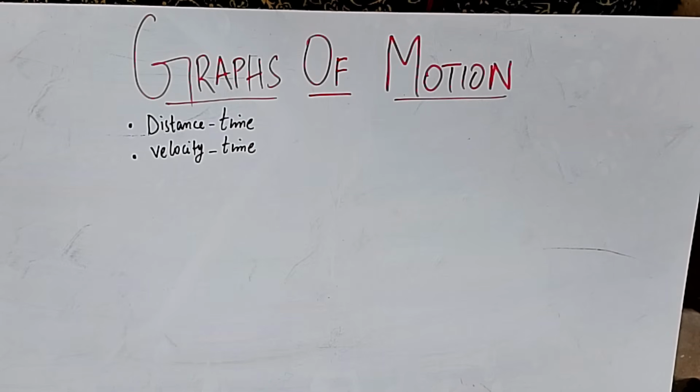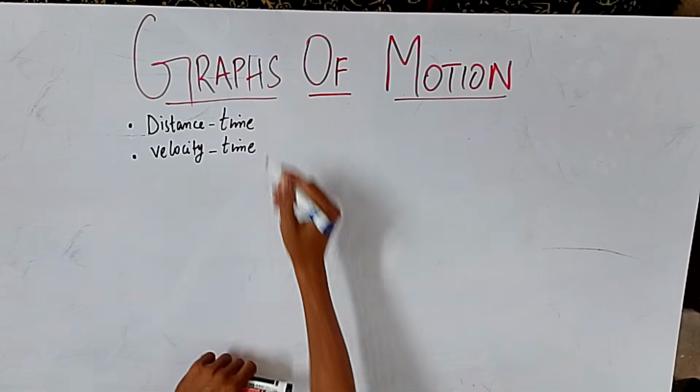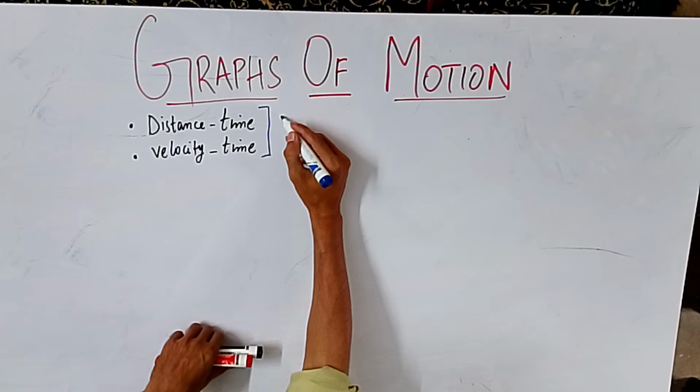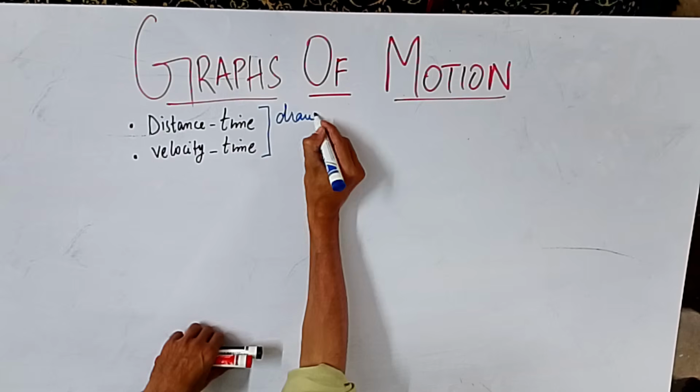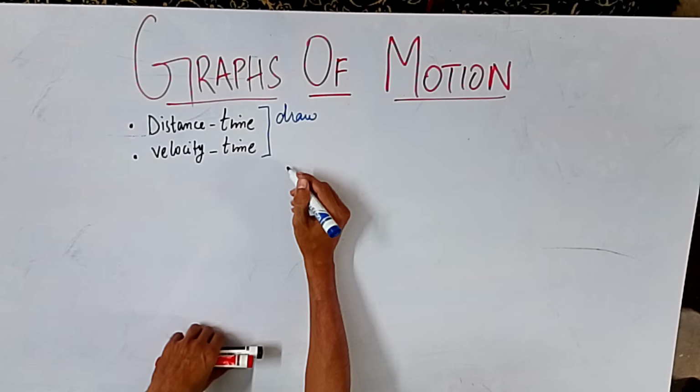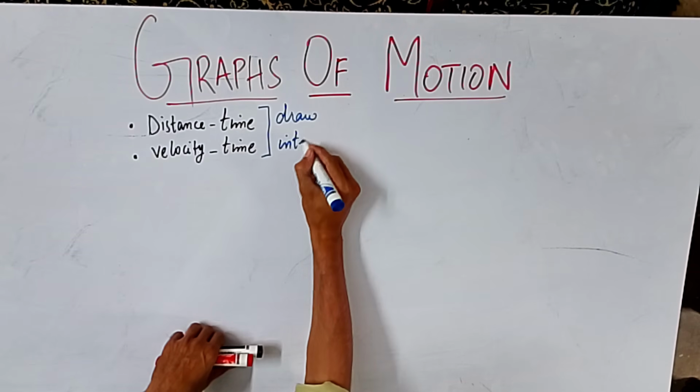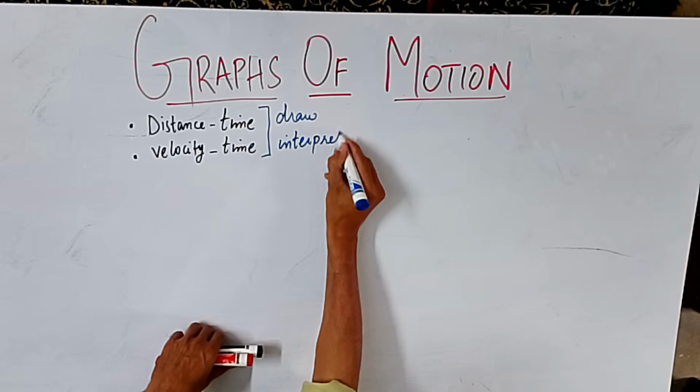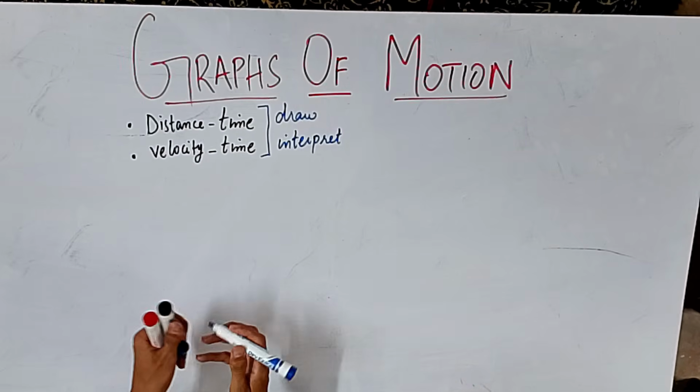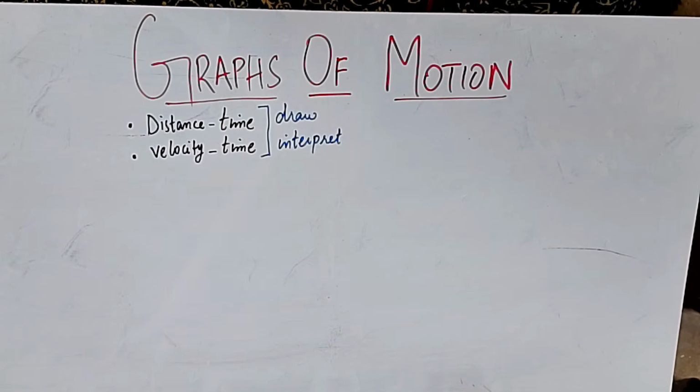We will understand here how to draw or sketch them. And the second thing that we will understand is interpretation. When the graph is given to you and questions are asked, how will you read the graph and how will you answer the question?